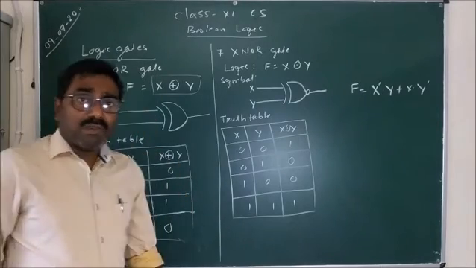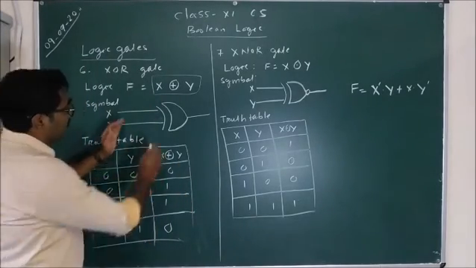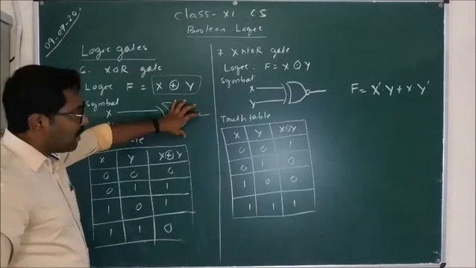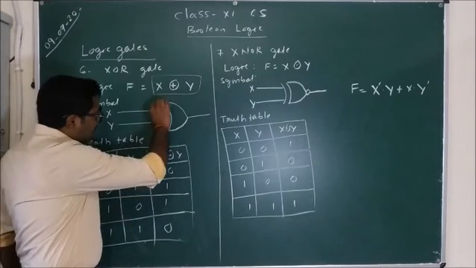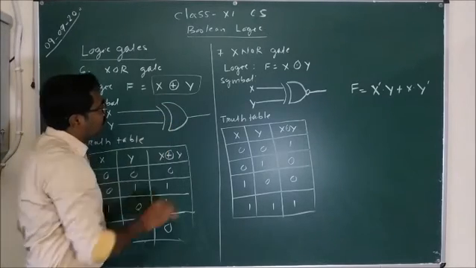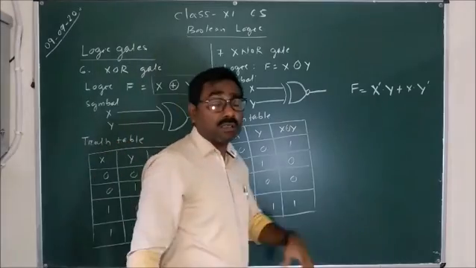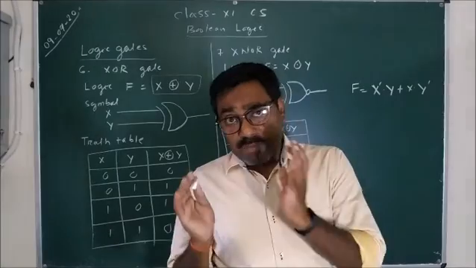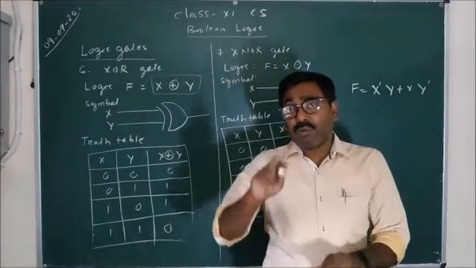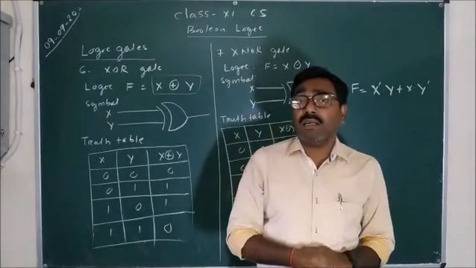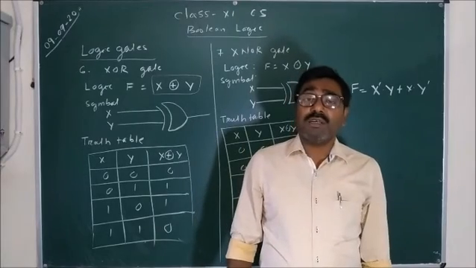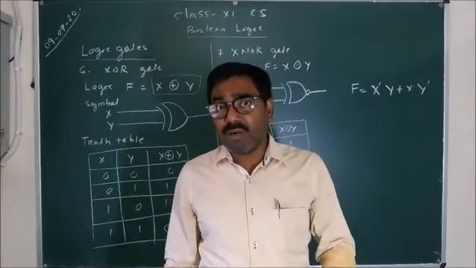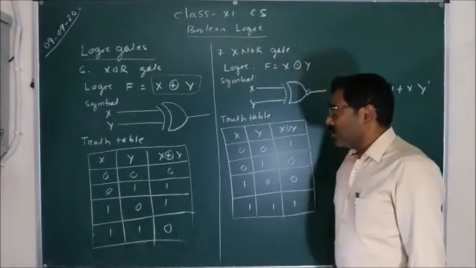Now the symbol of the XOR gate: this is the part of the OR gate, you have already known about this. This extra curve is the identifying mark of the XOR gate. It is the same as the OR gate, with one more curve added before the OR symbol. That's why it becomes the XOR symbol. Now come to the truth table.